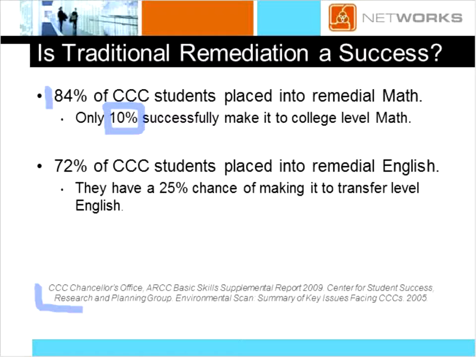This is a sad statistic that makes a lot of us feel that we need changes. We need something to happen. And then the next statistic here, 72%, this is about English, if I could highlight English for you. 72% of community college students are placing into remedial English, and they have a greater chance of making it to transfer level English, but still 25% is not enough. If we look at the labor market statistics that John is talking about, this is a group of people who should be there. So what is it about their needs that we're not meeting? And what is it about our system that's not quite working?